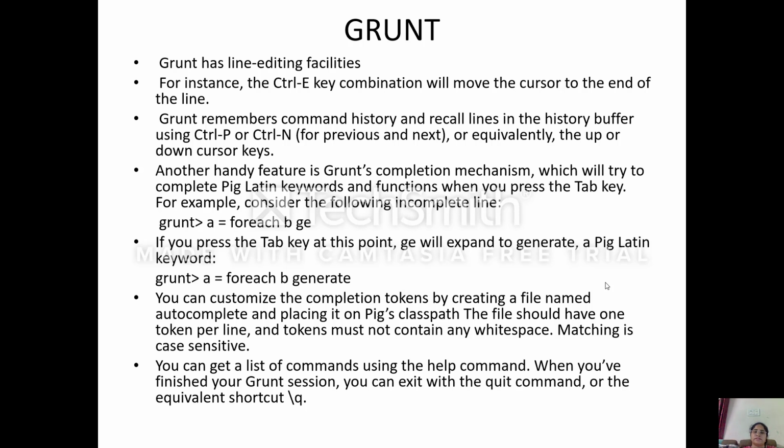Another handy feature in grunt is the completion mechanism. It will try to complete the built-in Pig keywords and functions when you press the Tab key. It remembers only the keywords and the functions available within Pig. You can type one or two characters and press Tab to complete the corresponding keyword related to Pig. For example, you can type A = FOREACH B GE. Here we need to find GENERATE. You can type only GE, two characters, and press Tab, and it shows GENERATE automatically.